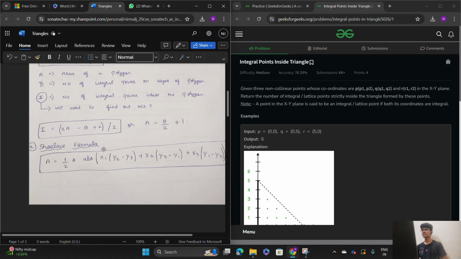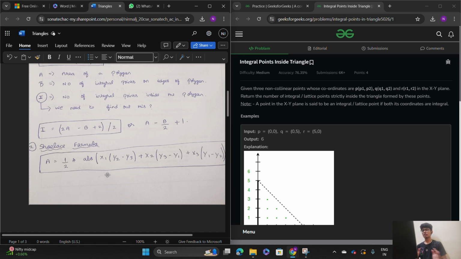In this formula, maybe you have studied it in your 11th or 12th. I don't know, but I remember somewhere I have read this formula. So in this formula, you can form it with the coordinates by using x1 into y2 minus y3 plus x2 into y3 minus y1 plus x3 into y1 minus y2. When you have three coordinates x1, x2, and x3, in that case, you need to use it like this. That's what the shoelace formula is trying to say.